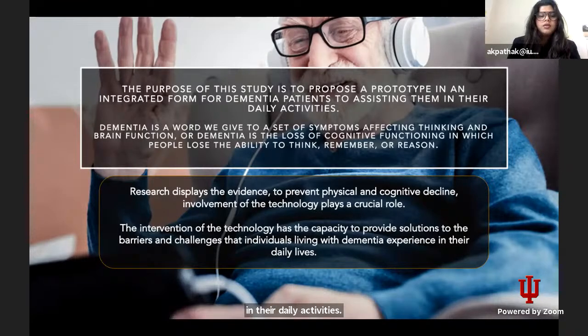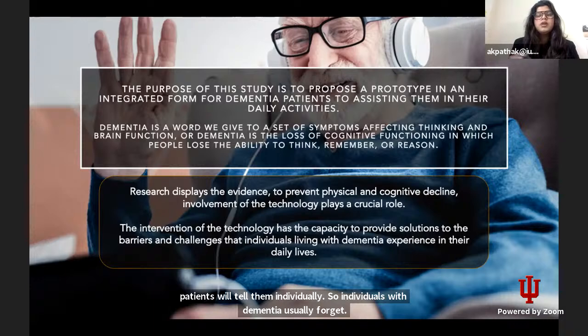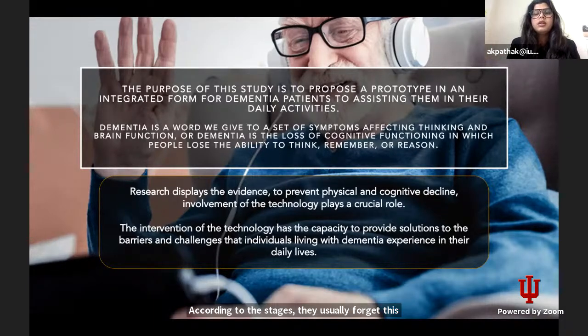As we all know, dementia is a word we give to a set of symptoms affecting thinking and brain function, and the loss of cognitive functioning in which people lose their ability to think, remember, or reason. So talking about the individuals, we will call them individuals, not patients. Individuals with dementia usually forget, according to the stages, the small things in their daily life. So here we are focusing on the activities of daily living, on which my prototype is based.